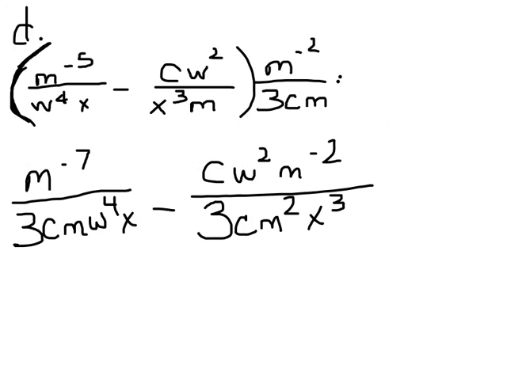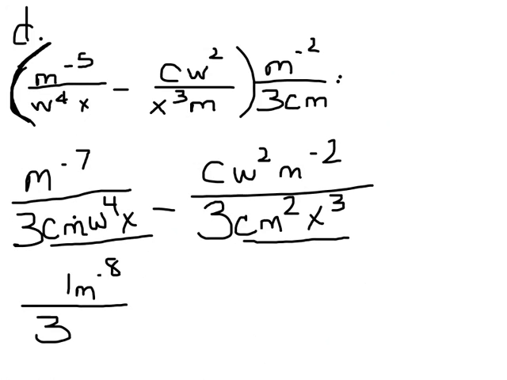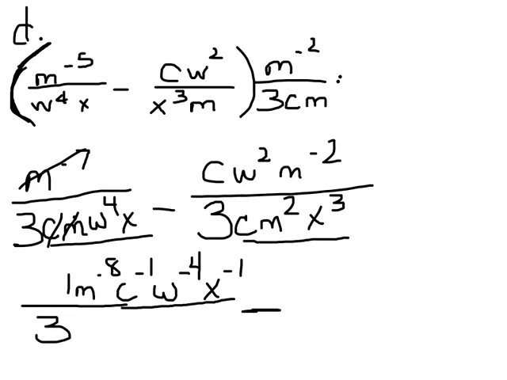All right, so all of the exponents are going to have to come up. The 3s are going to stay on the bottom, though. So we're going to put 1 over 3. And let's see, when this m comes up, it's going to become negative 1. So I'm going to have m to the negative 8th. And cross those out. C to the negative 1. Cross that out. W to the negative 4. And x to the negative 1. Minus 1 over my 3 down here.